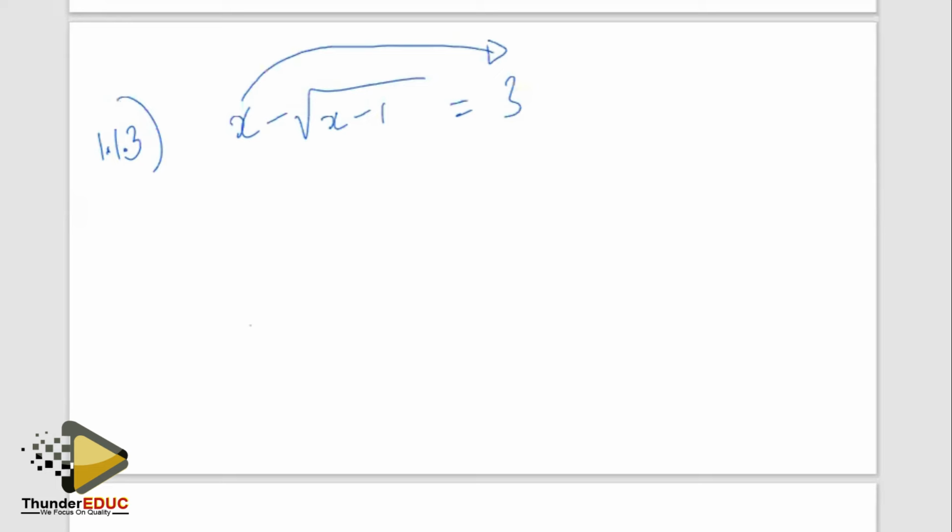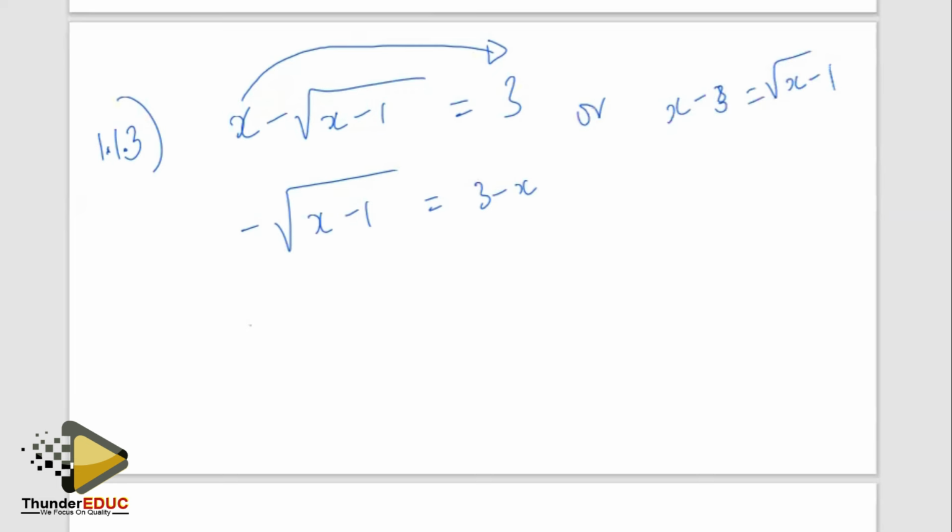Alternatively, you can move this root to that side and then move the 3 to that side. Okay. So in this case, I'm going to have negative root of x minus 1 is equal to, you can say, 3 minus x. Or we said you can move the 3 that side and then the root that side so that you have x minus 3 is equal to the root of x minus 1. So either way, you still get the same thing.